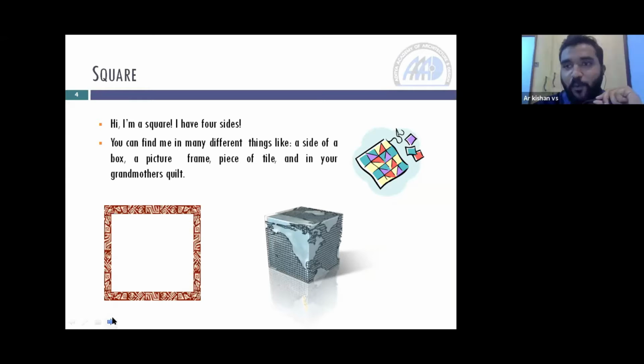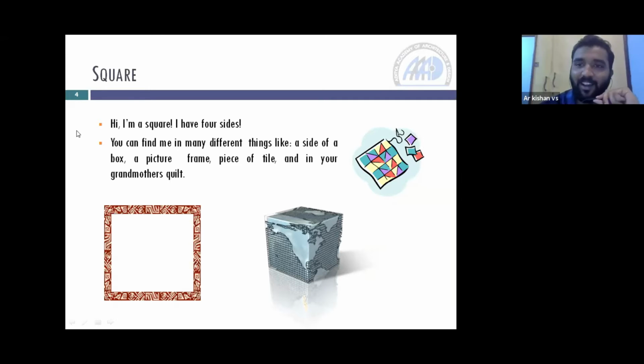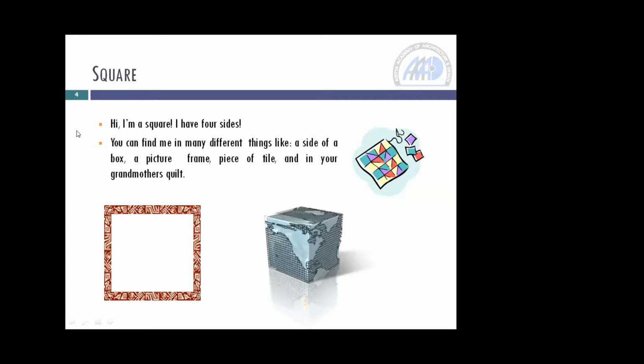Where do we see all these squares? I have already shown them in the pictures. You can see and guess it out. It's not an issue, but we would want some examples from your side also. How can you relate the shape to everyday objects? For example, your tissue is a square if you open it. So, give some examples from your side.